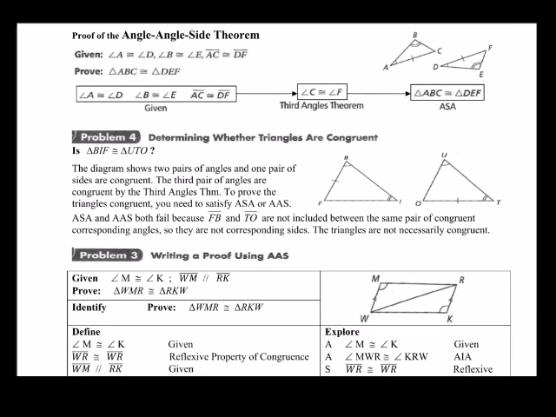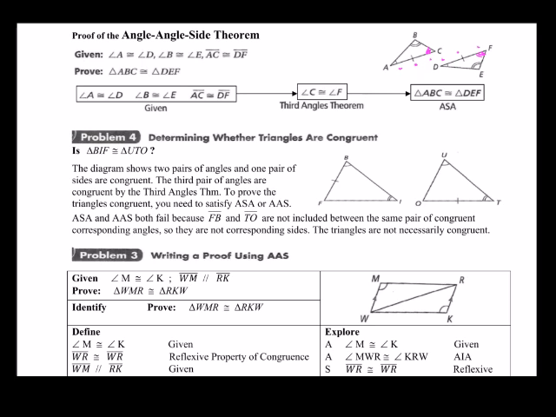The proof of the angle, angle, side theorem is very simple. Given two angles and a corresponding non-included side, how do we prove that these triangles are congruent? Very simply, if we have two angles that are congruent, then the third angle is going to be congruent as well using our third angles theorem. And now we simply have angle, side, angle, angle, side, angle. And angle, side, angle is one of our postulates and therefore accepted as fact. So very easy proof on this one.